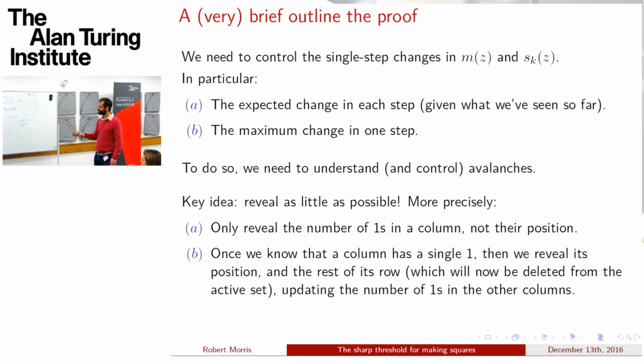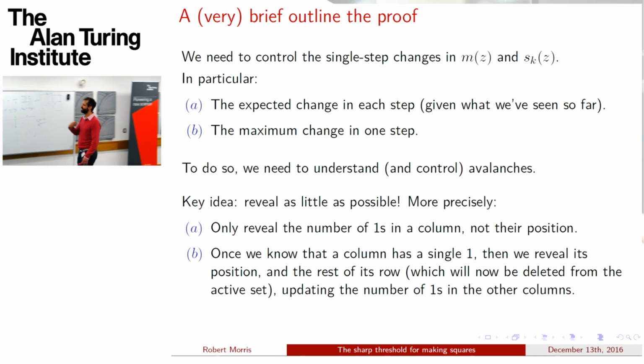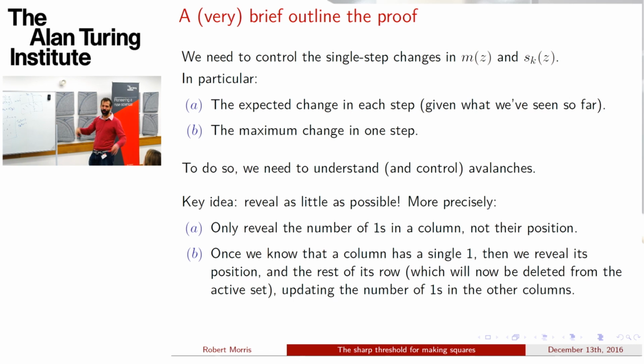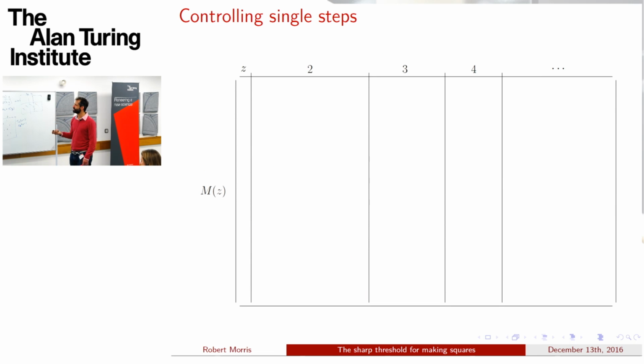Okay. So once we know a column has a single one, then we reveal its position, delete its row, reveal the rest of that row, and update the size of the edges in the other columns. So let's just see a picture of this.